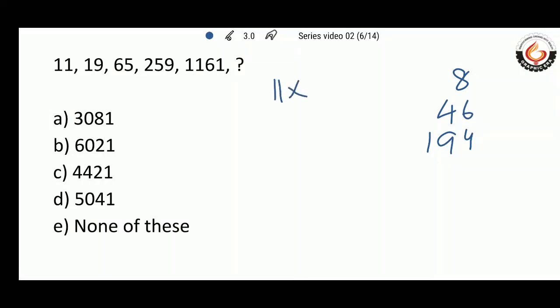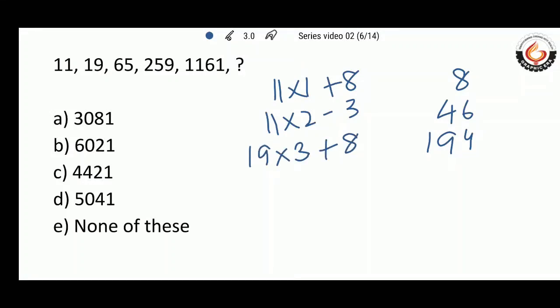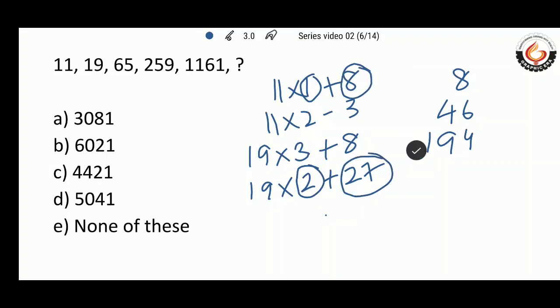We can write it like 11 into 1 plus 8, or 11 into 2 minus 3. We can write for the next case 19 into 3 plus 8, or 19 into 2 plus 27 also. Now here I look, I can see a pattern: the multiplication is 1 and 2, and the addition is also cubes of some digit. This is 2 cube, this is 3 cube.